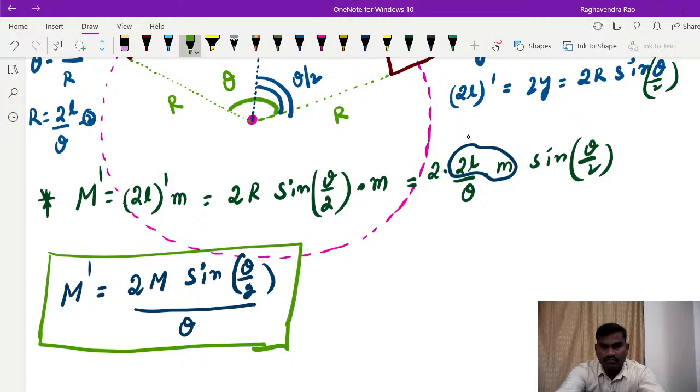So it's bent in the form of an arc of a circle. So here theta must be in radian. Theta must be in radian.